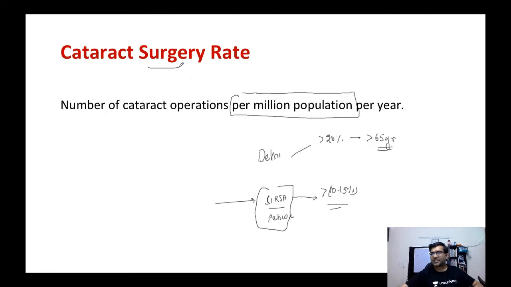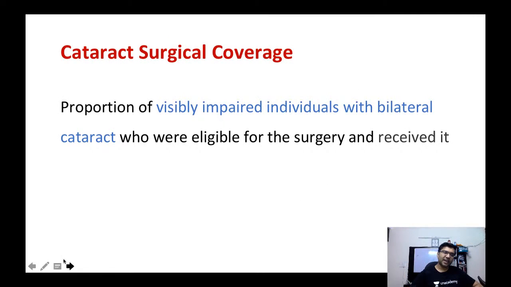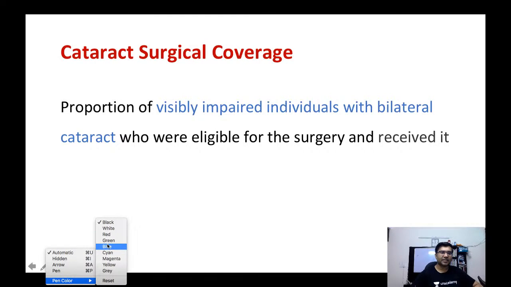We must have some indicator which would tell you how many patients who require a cataract surgery have got it in your district. Are you getting my point? So those who need it, cataract surgery was done for them. This is the meaning of the cataract surgical coverage. Okay, so another term which we have now used is cataract surgical coverage.